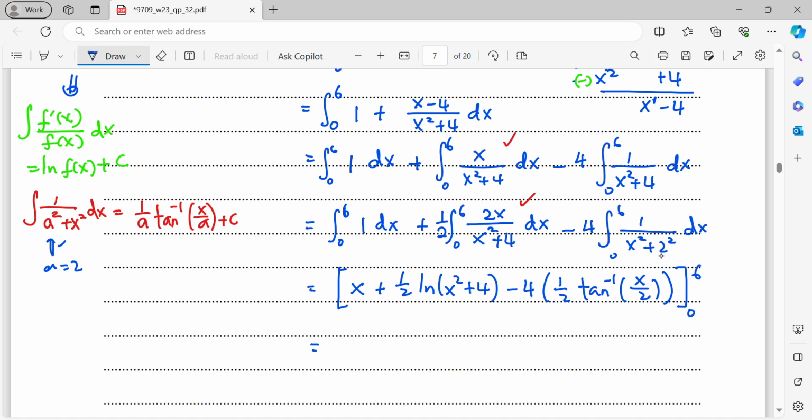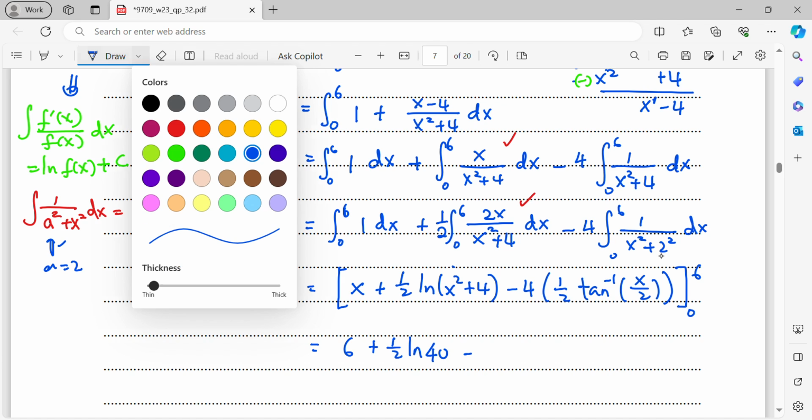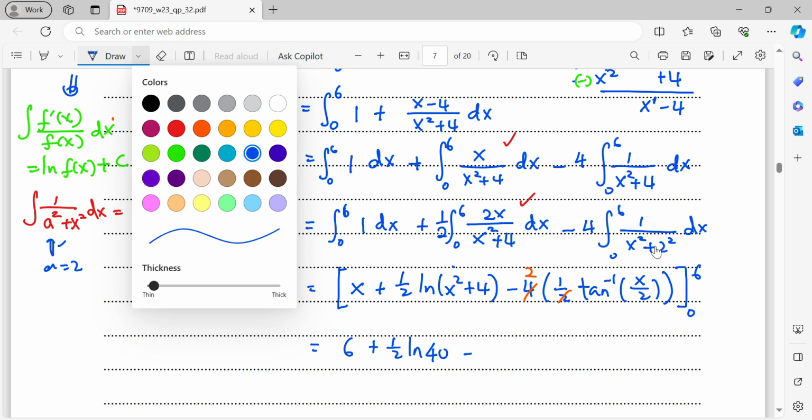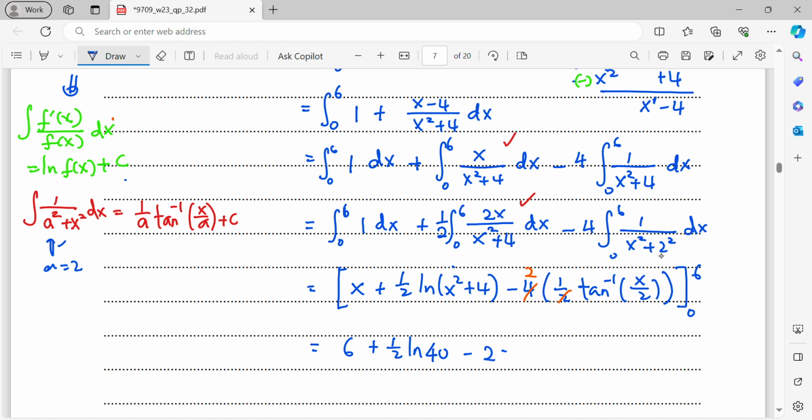Now replace the x by 6. I will get 6 plus half ln. When you replace the 6 here, 6 squared is 36. 36 plus 4 becomes 40. The 2 and half can be cancelled off. Here is 2. Then I will be getting 2 inverse tangent. 6 over 2 is 3.